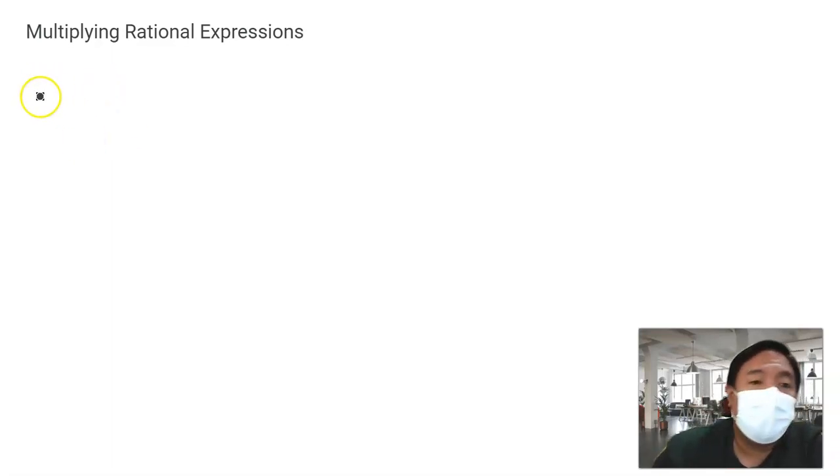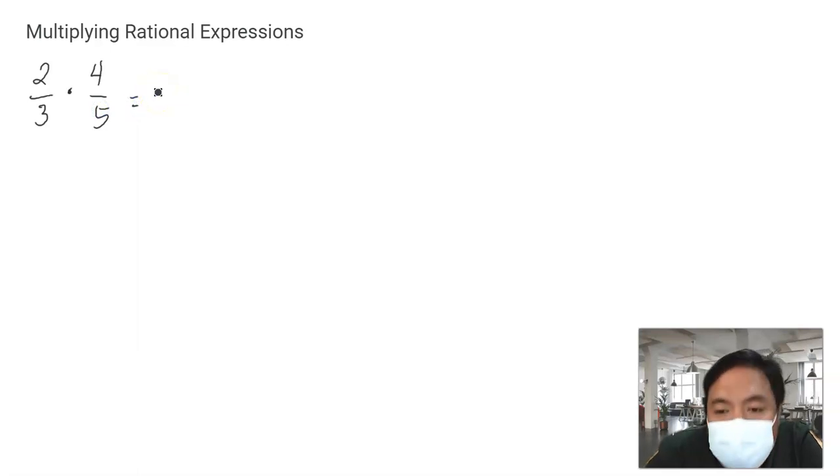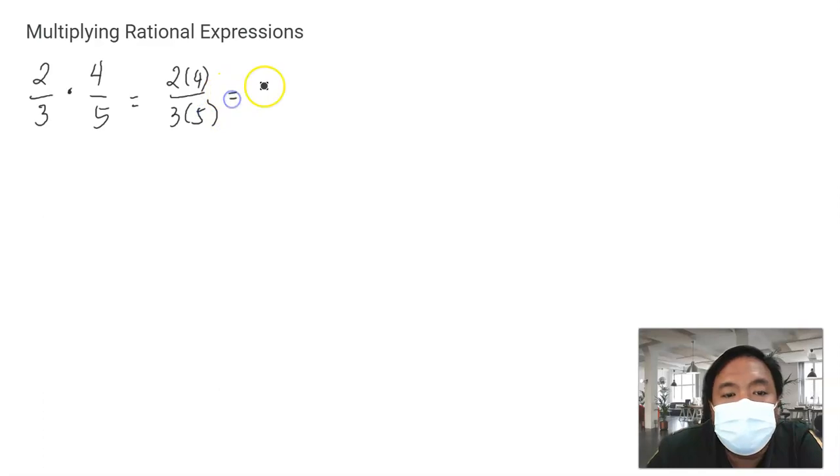So, let's start. What if we have 2 over 3 times 4/5? From this given, as simple as you just need to multiply the numerators and multiply the denominators for your fractions. So 2 times 4 and then 3 times 5. You'll have 8 over 15. Meron pa po bang pwedeng i-lowest term dito? Wala na po. So that will be our final answer.